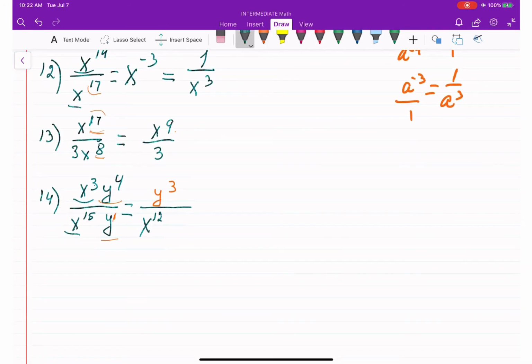All right. Next one. T to power 4 divided by q to power 3. Well, we can't do anything. There is no same base. At this point, it's going to stay the same. T to 4 and q to power 3. Okay. Next one.